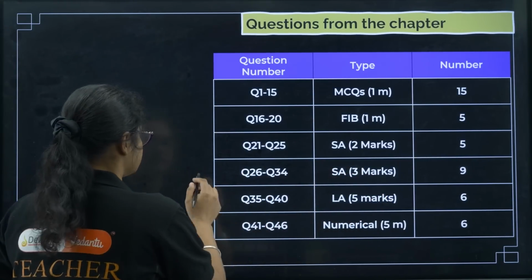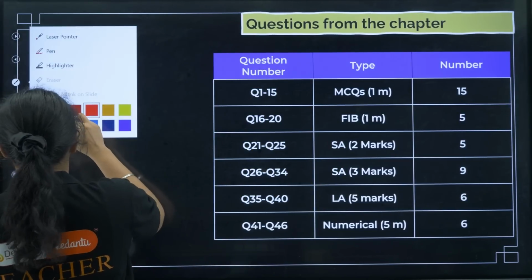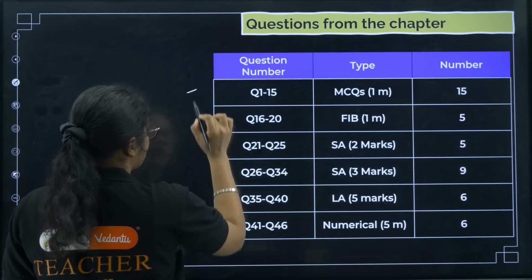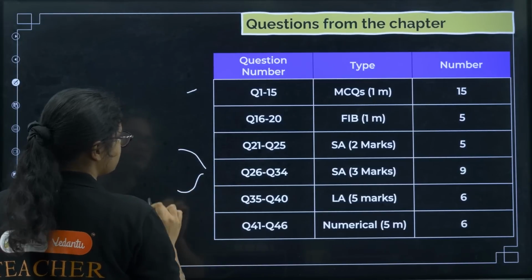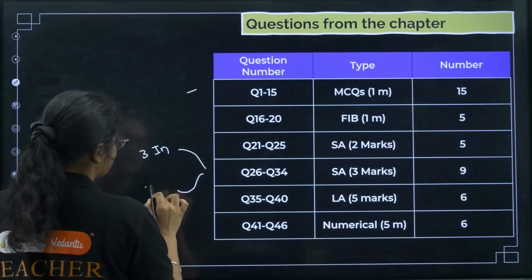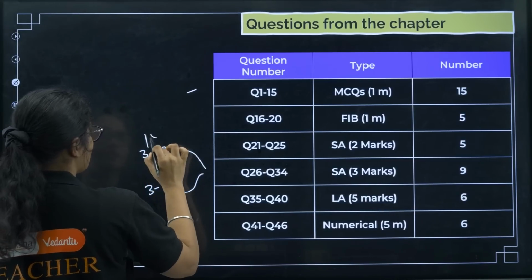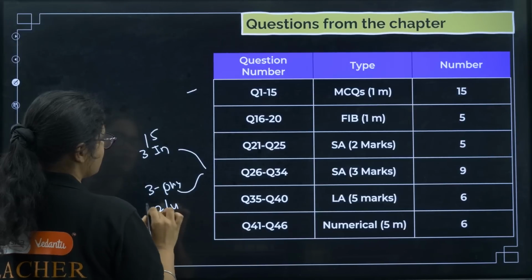So here we have 2 sections, right? Sorry, one second. So this was your question. Here you have 2 sections. One is for your 3 markers of inorganic chemistry, then you have 3 markers of physical chemistry, right? So here you have to attempt 3 out of 5 and here you have to attempt 2 out of 4.